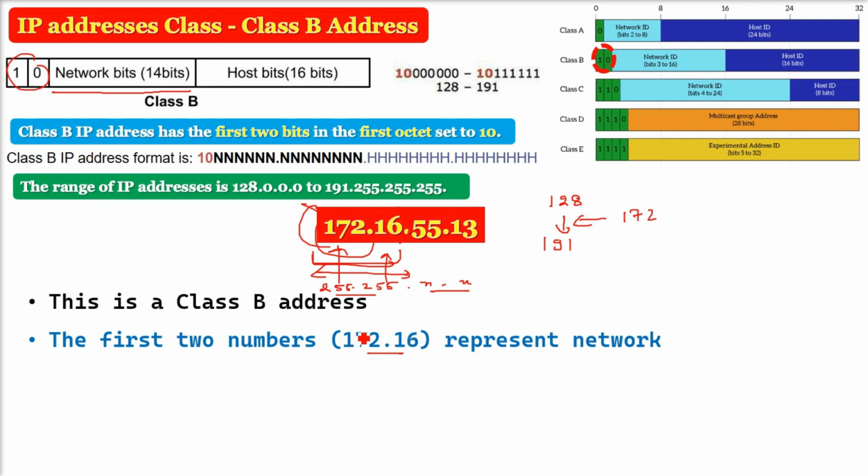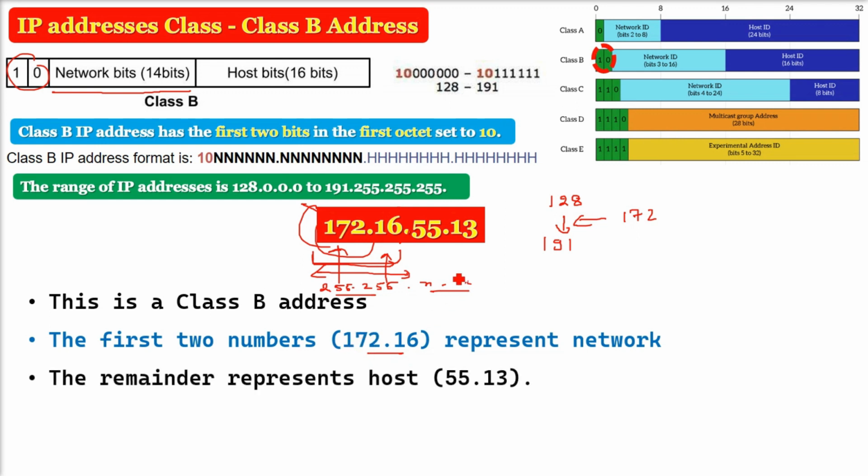So 172.16 is the network it is representing. What is the remaining part? 55 and 13, that is .55 and .13. These are the remainder part which actually represents a host. So first you have to find the network, then the computing device inside that network, which is called the host. So 172.16.0.0 represents that this is a network.